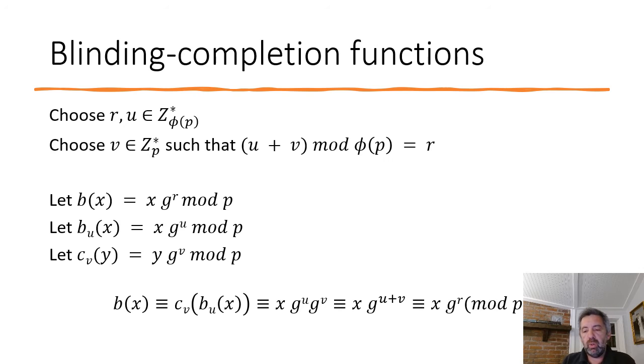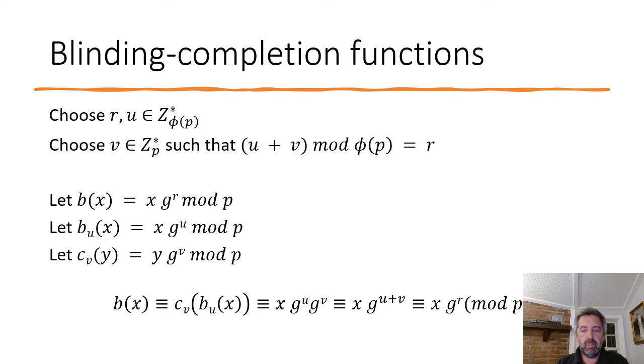First, we choose two random numbers, r and u, in Z star phi of p. We then choose a value v such that u plus v mod phi of p equals r. And then we define the functions as follows. B of x is x times g to the r mod p.